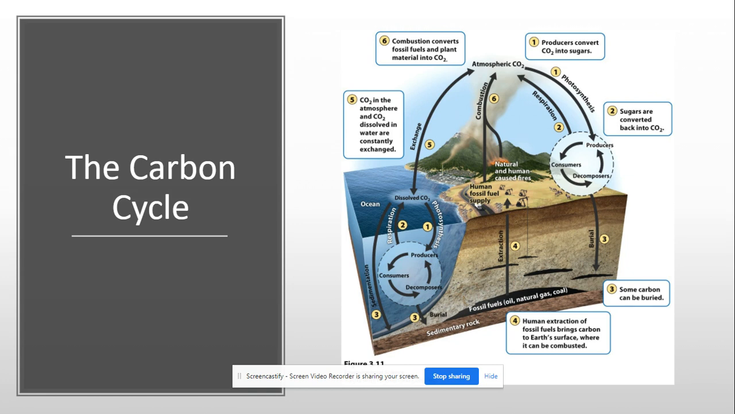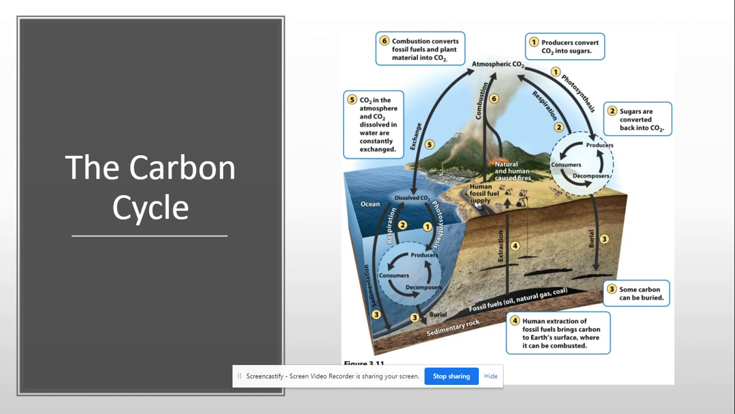Over time, those living organisms will die, be buried, and form into the ground. Over lots and lots of time, fossil fuels can form, things like oil, natural gas, and coal. A part of the carbon cycle is humans extracting those fossil fuels, bringing that carbon to Earth's surface where it can be combusted, and we see that combustion going back up into the atmosphere.